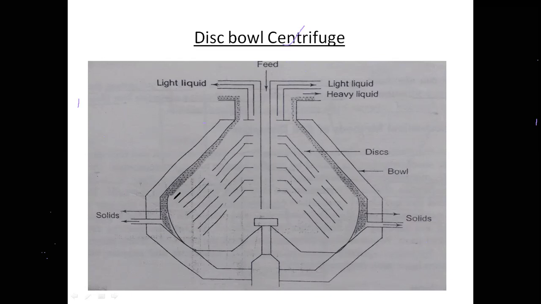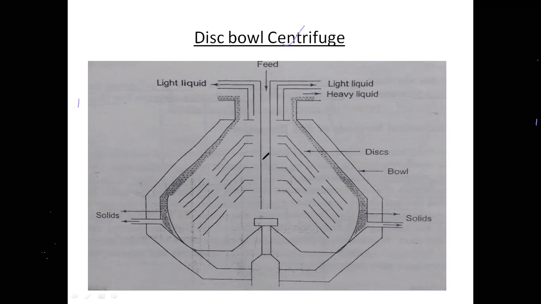You can separate solids from the liquid with the help of the disc bowl. Limited solid concentration particles will be separated with the help of the disc bowl. Here also, when it rotates, the motor is at the bottom. The feed enters from the top. In the tubular bowl, it is reversed.